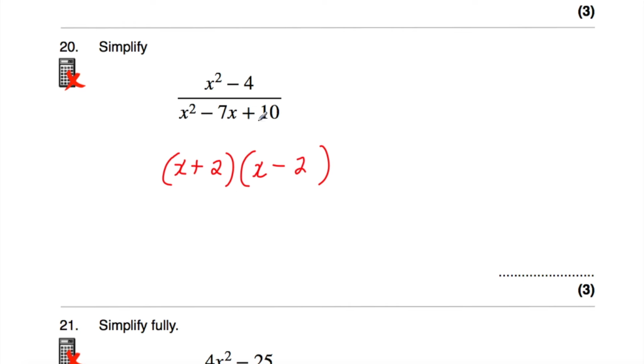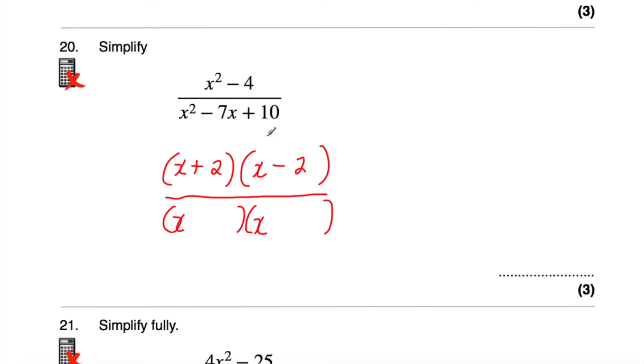So remember how to factorize whenever we've got the difference between two squares. We square root them both, and then we put one bracket with a plus sign and one bracket with a minus sign. Now, in terms of the denominator, let's factorize that and see what we get. And hopefully one of these two brackets will be on the denominator as well, and then we can cancel down. So we've got x squared minus 7x plus 10. So we're going to put x and x.